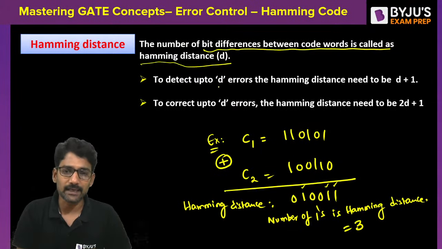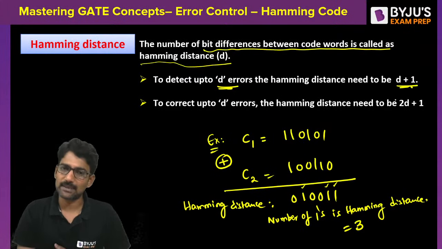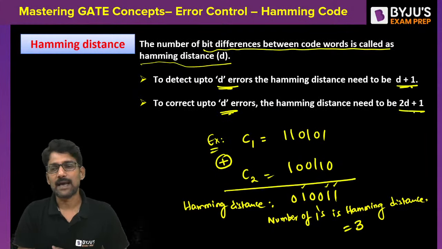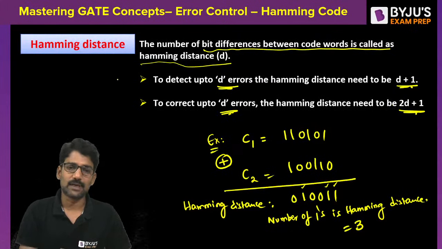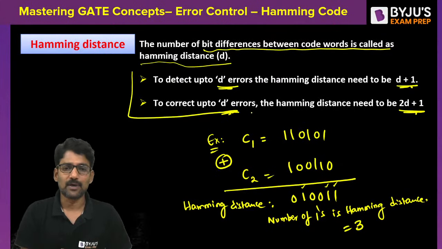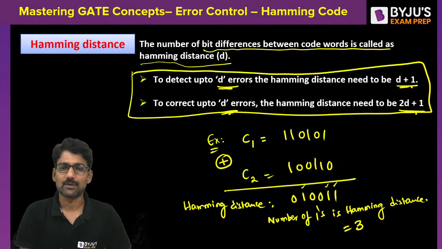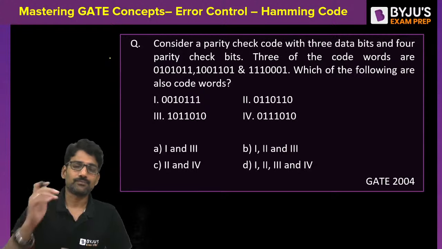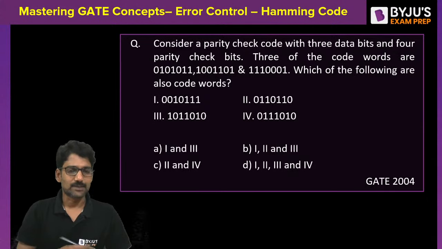So to detect up to D errors, the Hamming distance need to be D plus 1, and to correct up to D errors, that Hamming distance need to be 2D plus 1. These two are another important formulae kind which will be useful for us in the GATE for solving questions. Now, this is what a 2004 GATE question. Go through the question once.